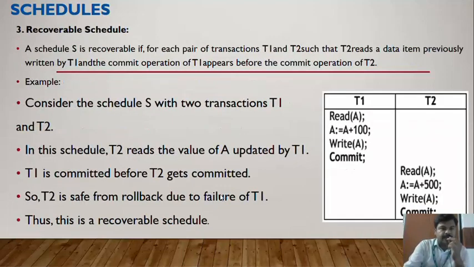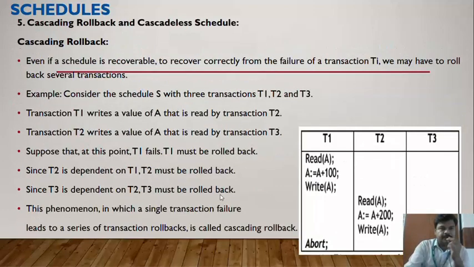Whereas in the last schedule, the recoverable one, we can see that the data can be recovered because we are using commit in T1 and T2. Next one is cascading rollback and cascadeless schedule. Even if a schedule is recoverable, to recover correctly from the failure of T1, we may have to roll back several transactions. That is, if we are going to recover, we have to roll back the transactions.